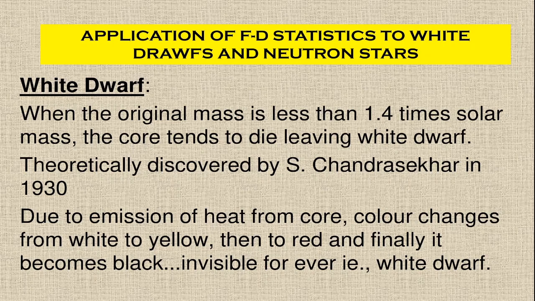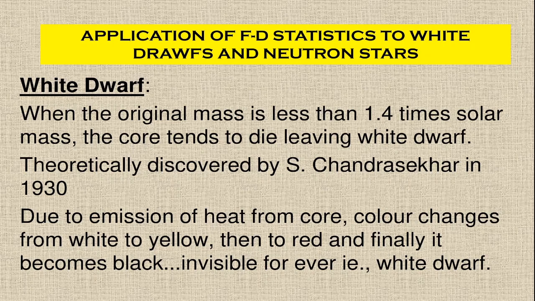So it is found to have a radius of about 10 kilometers. So we have to remember this condition. Why? Because again, we will be repeating this neutron star. Why? Because we have a specific application of the Fermi-Dirac statistics to neutron stars also. There we can repeat this.